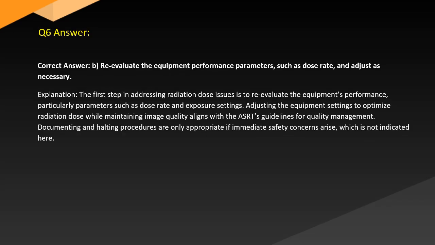Answer. Correct answer: B. Reevaluate the equipment performance parameters, such as dose rate, and adjust as necessary. Explanation. The first step in addressing radiation dose issues is to reevaluate the equipment's performance, particularly parameters such as dose rate and exposure settings. Adjusting the equipment settings to optimize radiation dose while maintaining image quality aligns with the ASRT's guidelines for quality management. Documenting and halting procedures are only appropriate if immediate safety concerns arise, which is not indicated here.